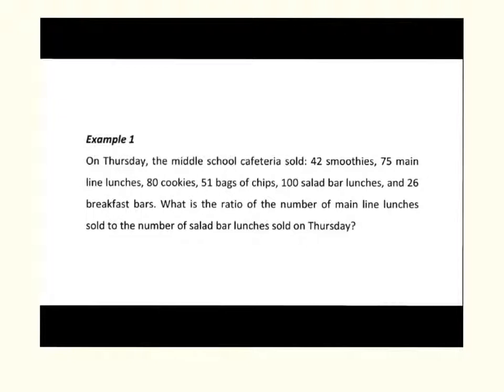First off, let's look at what the question is. My question is telling me that I'm looking for the ratio of the number of mainline lunches sold to the number of salad bar lunches. Okay? So anything that is not what I underlined, let's just cross it off. So smoothies are gone, cookies are gone, bags of chips are gone, and the breakfast bars are gone. So what do we have left? We've got 75 mainline lunches right here, and 100 salad bar lunches. And we want a ratio of mainline lunches to the number of salad bar lunches.